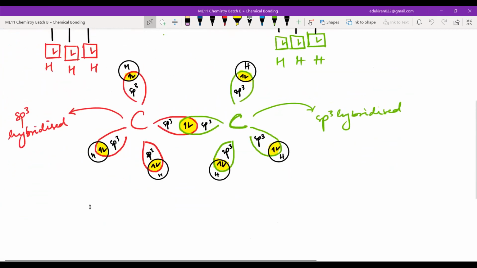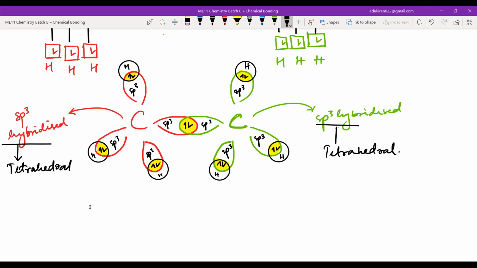Now, since both of these carbons are acquiring the sp3 hybridization, what will happen? Both of these will also have the tetrahedral shape, okay, tetrahedral. And here also, this will also have a tetrahedral shape. So both of them will be having a tetrahedral shape around the central carbon atom.